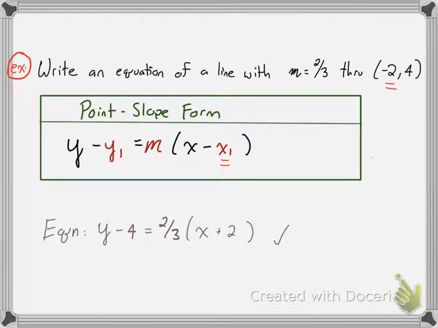Now, later you might be asked to put the equation in slope-intercept form in the end. From here, in 2 steps, we could isolate y and get that by itself. We'll see that in a later example.